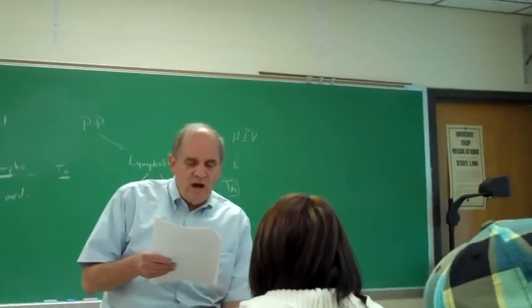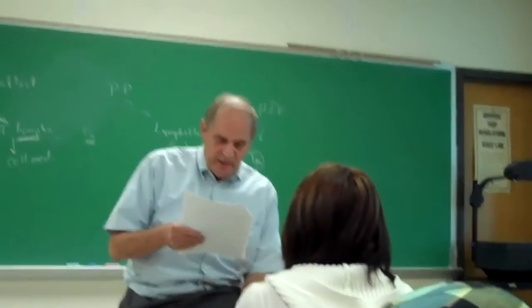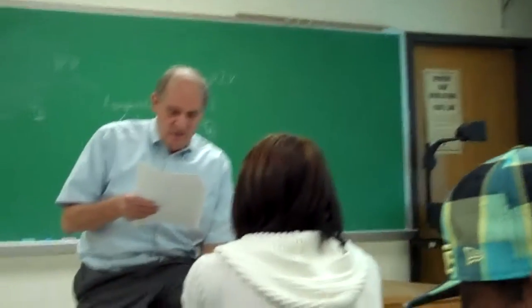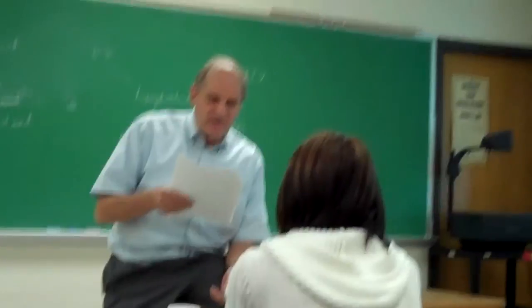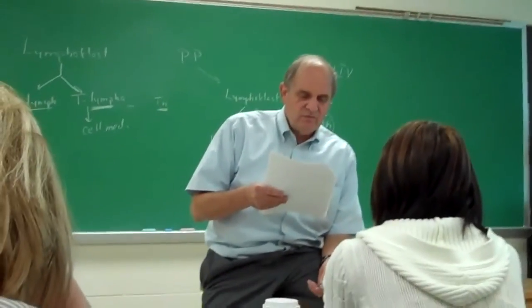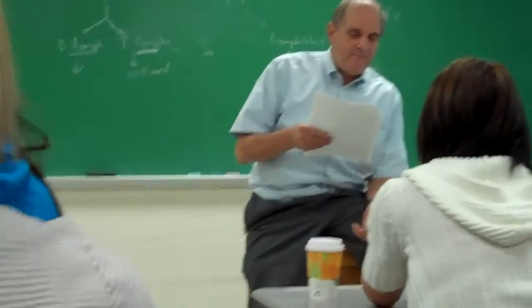Which one of the following is not derived from the myeloid stem cell? Number 3. From the myeloid: monocyte, erythrocyte, neutrophil, platelet, lymphocyte. It's derived, so that answer would be number A.